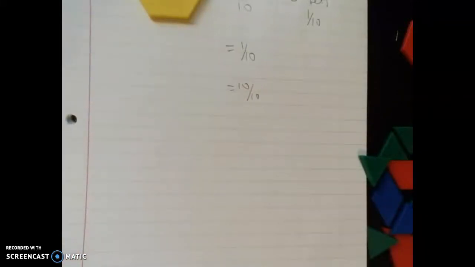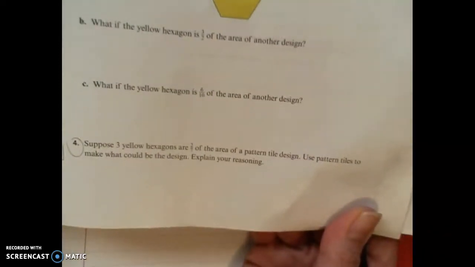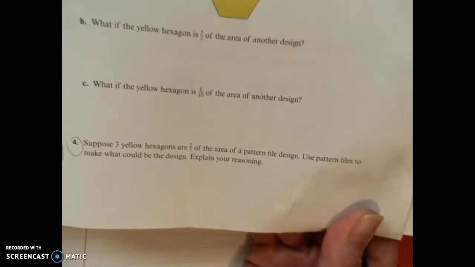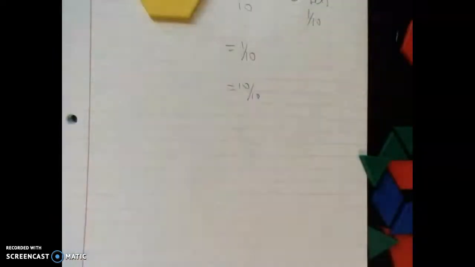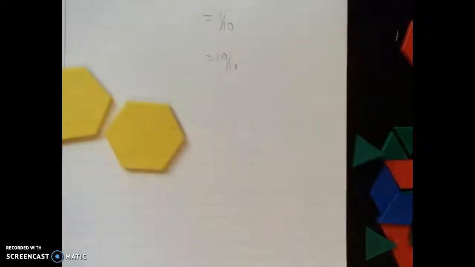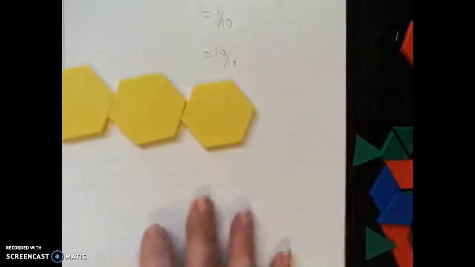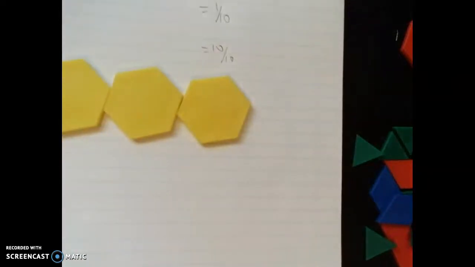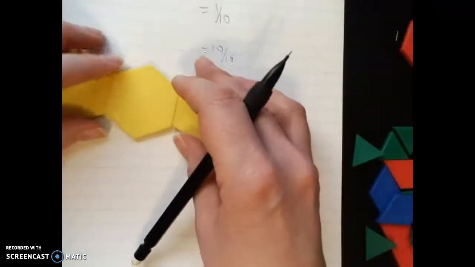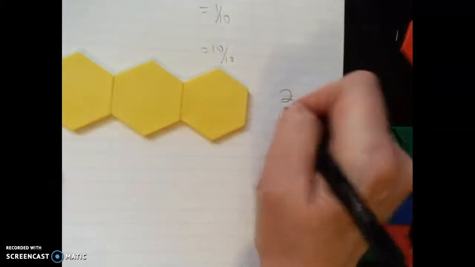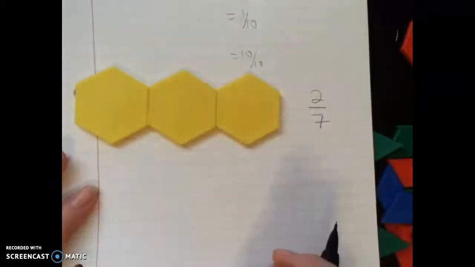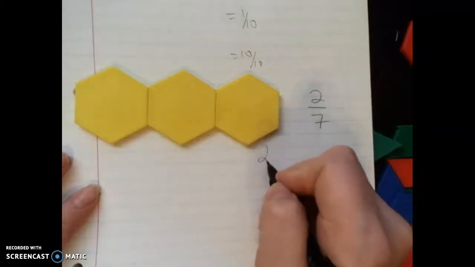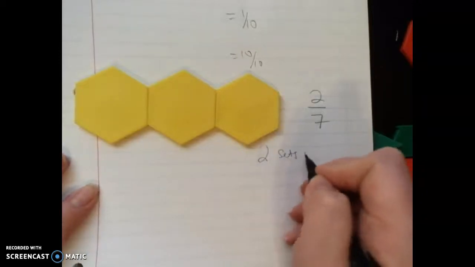All right, and then let's look at number 4. Number 4 says, suppose 3 yellow hexagons are 2/7 of the area, use pattern tiles. What could be the design? And again, explain. So now I have 3 of these guys, and the 3 of them together equal 2/7. So I know that means 2 sets of what?